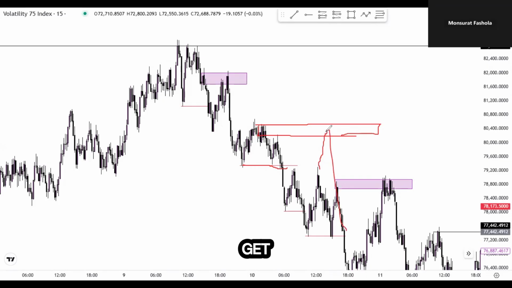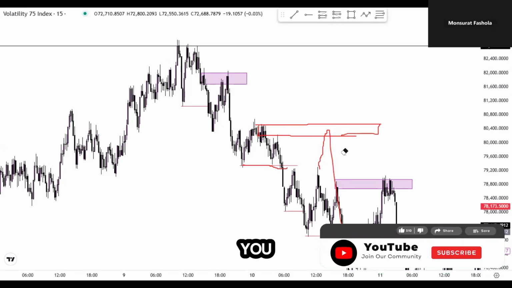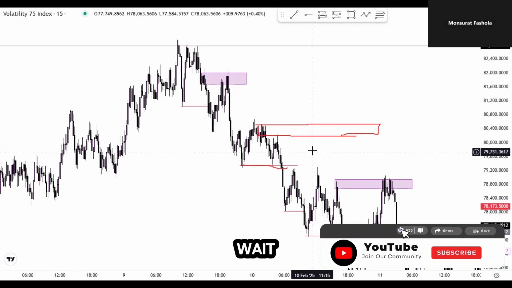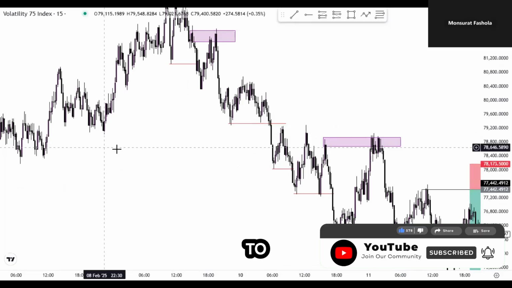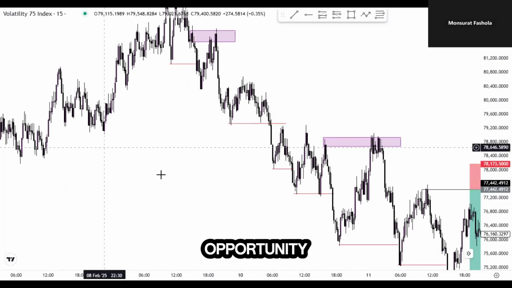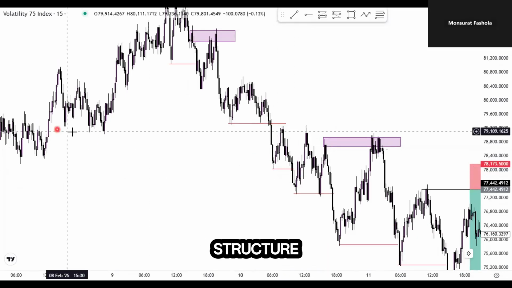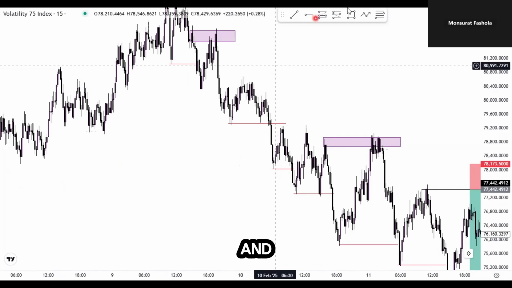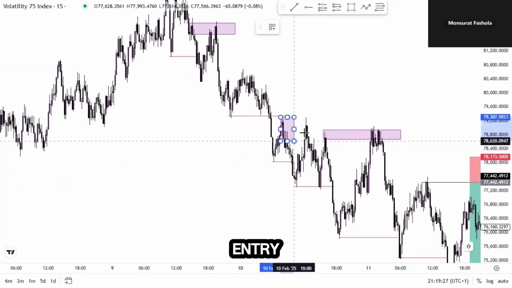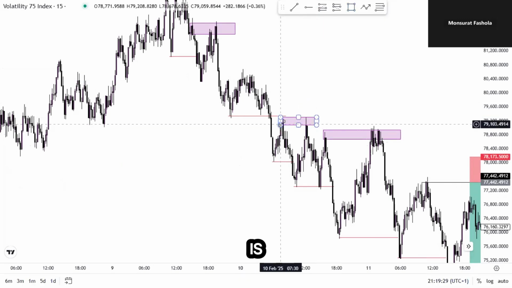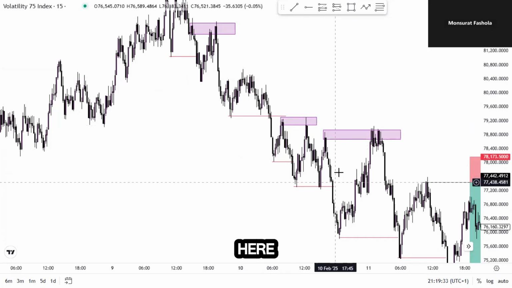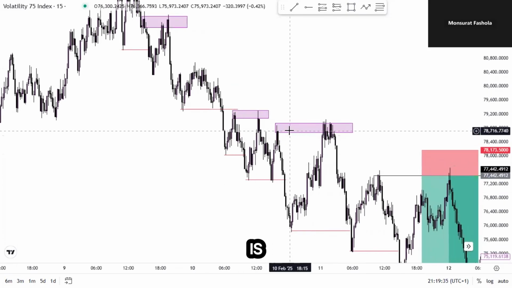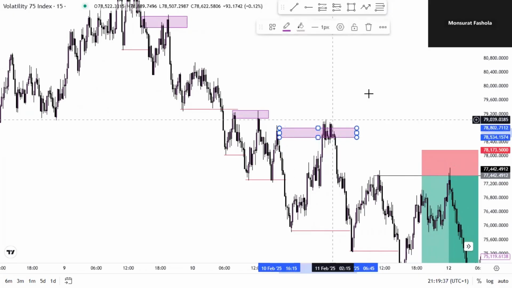But price didn't get to our level. So what will you do? You leave it and wait. You go again to look for another opportunity. There was a break of structure here, and this is an entry here because this is the cause of the break of structure. There is another break of structure here. This is our point of entry.